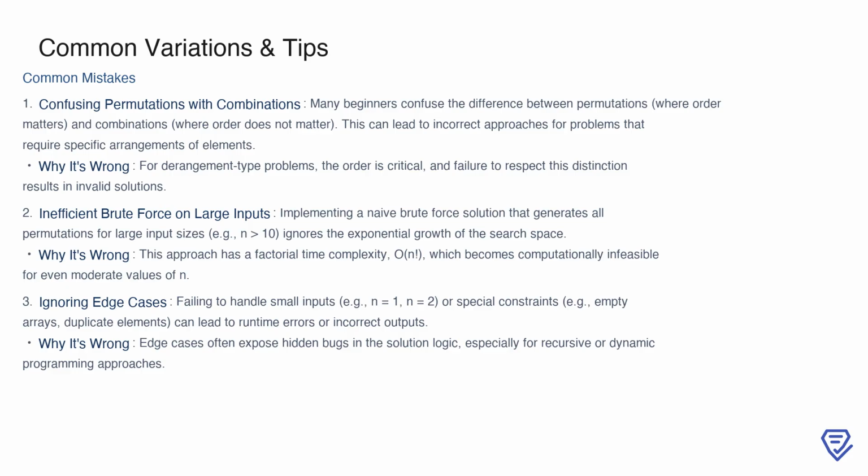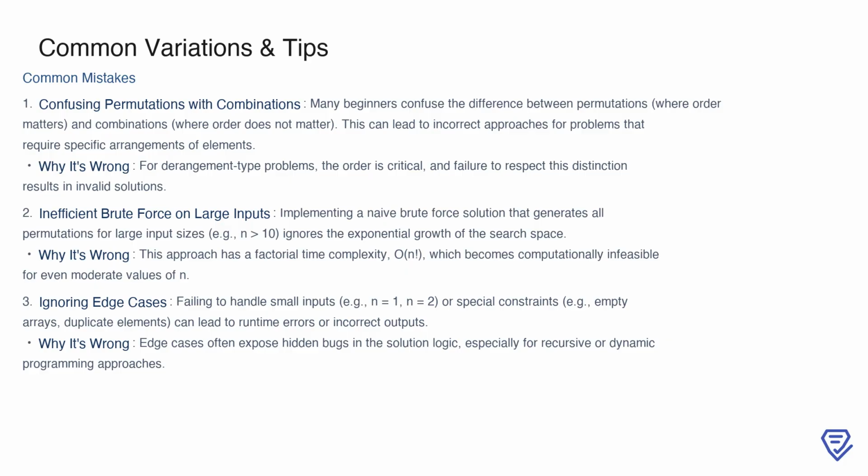When tackling derangement problems, there are a few common mistakes to watch out for. First, many beginners confuse permutations with combinations. Remember, permutations are all about order, it matters where each element is placed. In a derangement, we're looking for specific permutations where no element is in its original position. Treating it like a combination problem, where order doesn't matter, leads to invalid solutions.